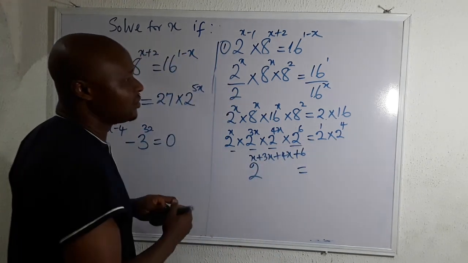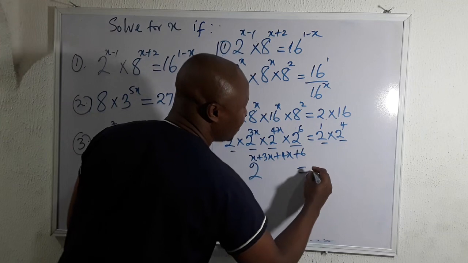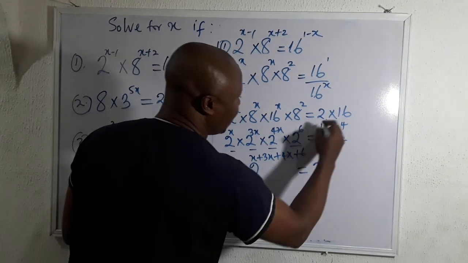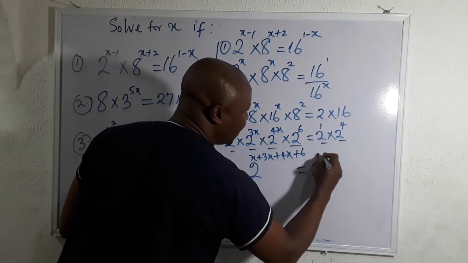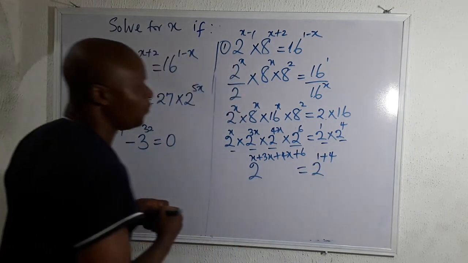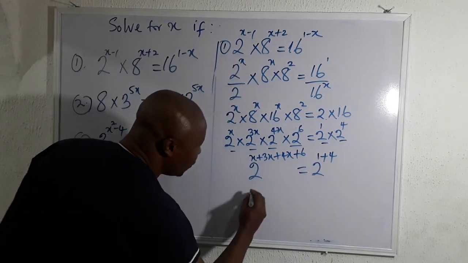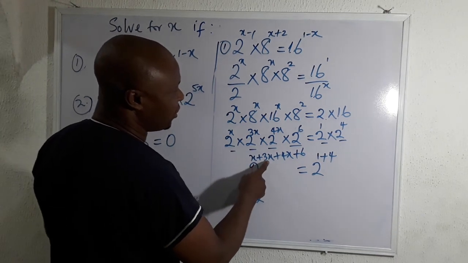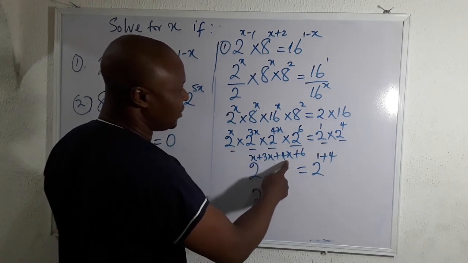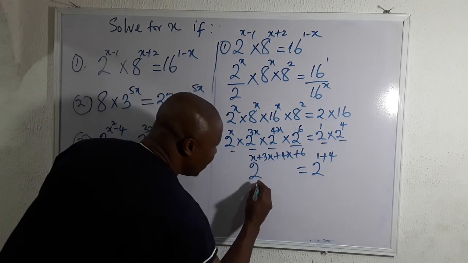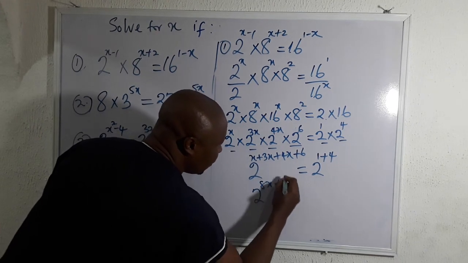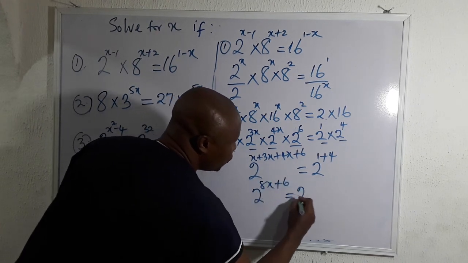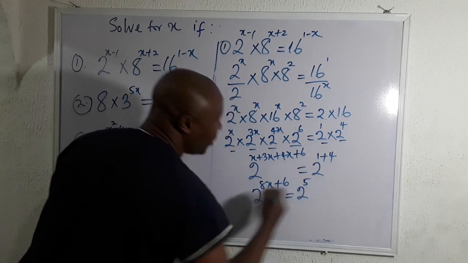And on the right hand side, the bases are also the same. We take one, that will be 2 raised to power, and what we do to the power is to add them, 1 plus 4. So again, this will be 2 raised to power x plus 3x is 4x, plus 4x is 8x, plus 6. So that will be 8x plus 6 is equal to 2 raised to power 1 plus 4, which is 5.